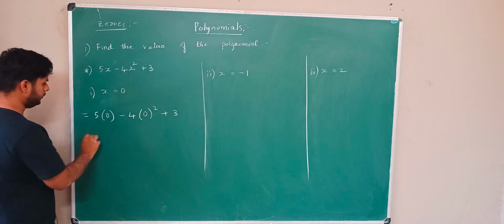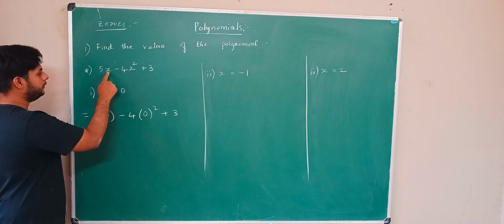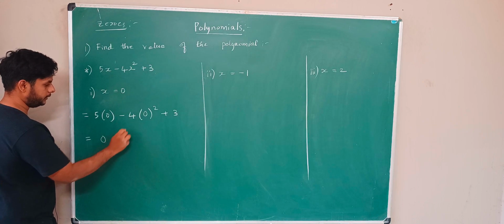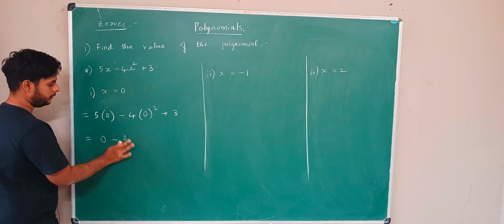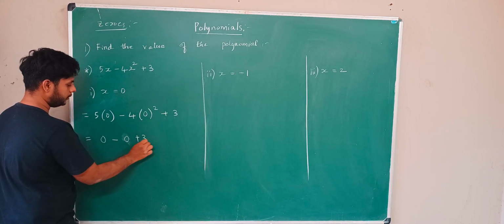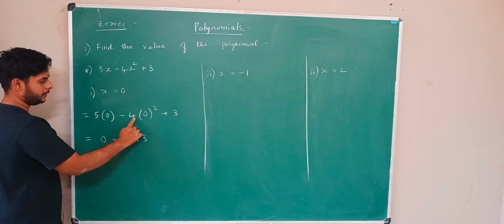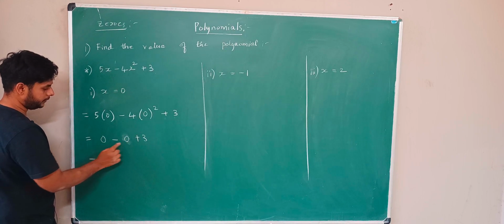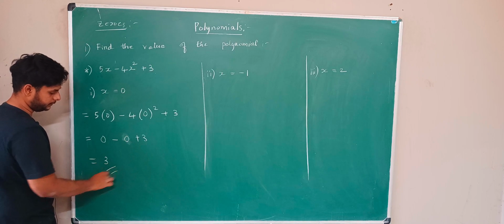Okay. p of 0 is 5 of 0 minus 4 of 0 square plus 3. So what did I do here? Wherever x is there, I am putting 0. That's it. 5 into 0 is 0, minus 4 into 0 square is 0, plus 3 is remaining. Yes or no? 0 into 5 is 0, 4 into 0 is 0, plus 3 is remaining.